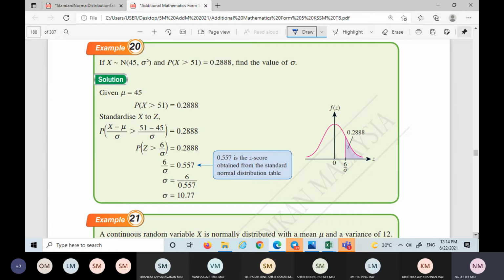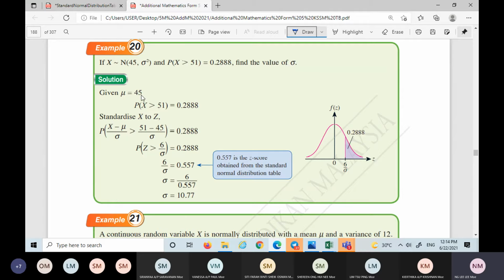Okay, look at example 20. Z is a normal distribution. The first number here is the mean, and then the variance. Variance we don't know, or the standard deviation, also don't know. Then they give you this probability: P(X greater than 51) is equal to 0.2888. Find the value of sigma, which is the standard deviation.